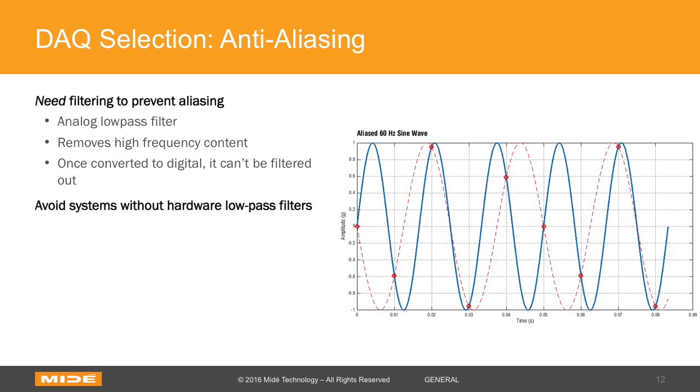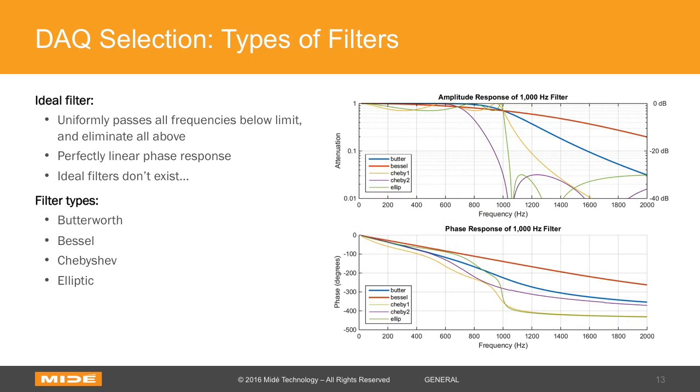You really need to filter that out. So be wary of any systems that don't have low pass filters. You'll need to make sure you have that to prevent aliasing. But the question remains, what type of filter? So let's talk about that. So an ideal filter would uniformly pass all frequencies below a specified limit and eliminate all above that limit. This ideal filter would also have a perfectly linear phase response. But ideal filters don't exist. You need to have some compromise here with filters' amplitude and their phase response.